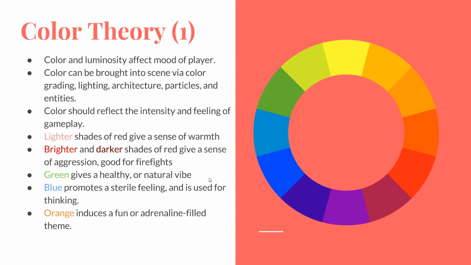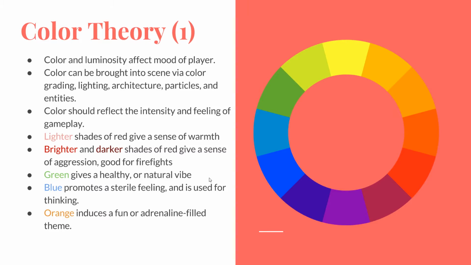Anyway, so lighter shades of red, for example, give you a sense of warmth. Like when you go into a nice hotel, a lot of times they use bright red and things like that to try and make you feel at home. Brighter and darker shades of red basically give intensity. It's aggression, it's love, passion.